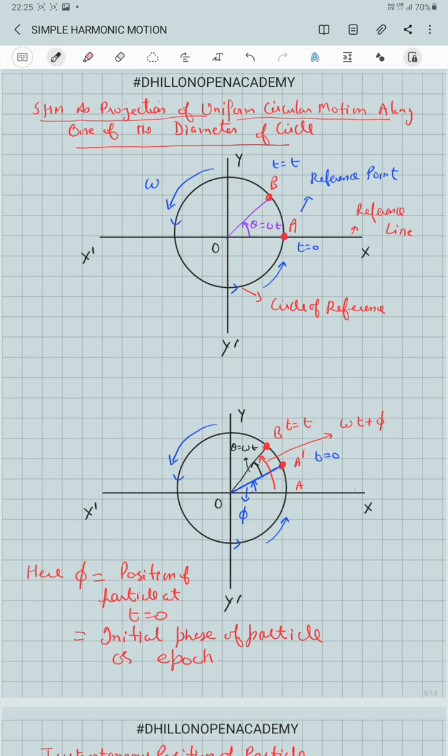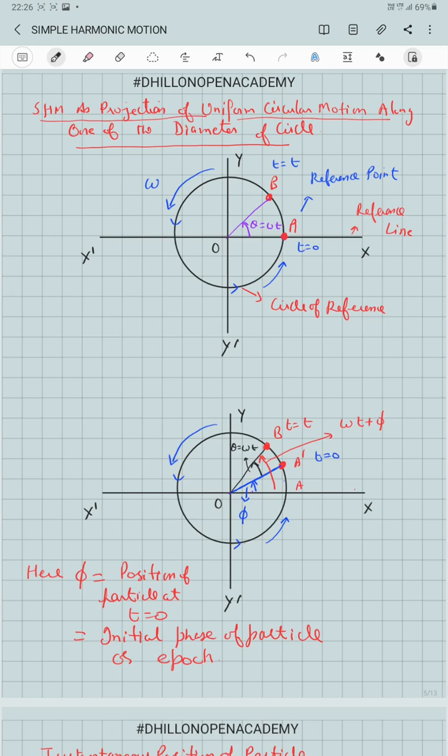In this omega t plus phi, which we have named as the total phase, consists of the sum of two terms. The first one is omega t, which we call the instantaneous phase, and the second term phi is called the initial phase at time t equal to 0. So the phi value signifies the position of the particle at time t equal to 0.